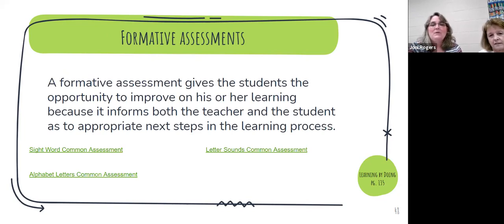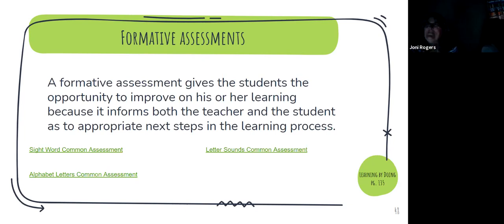These are some of our formative assessments that we give students the opportunity to improve on his or her learning, because it informs both the teacher and the students as to appropriate next steps in the learning process. And that's what it's about. It's about their learning. It's not about if they learned it the first time I introduced it or the fifth time I introduced it.